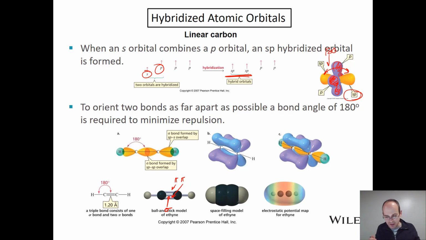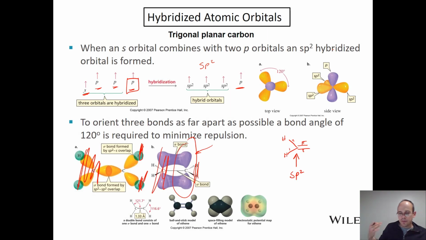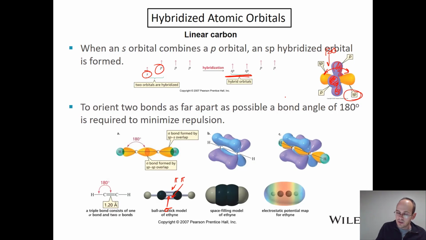All right, I don't think I mentioned this on the last slide. In sp2 hybridized carbons, you keep those 3 groups away from each other as far as possible, and you get a 120 degree bond angle. Here in sp hybrid orbitals, you get a 180 degree bond angle by keeping those 2 groups as far away from each other as possible.